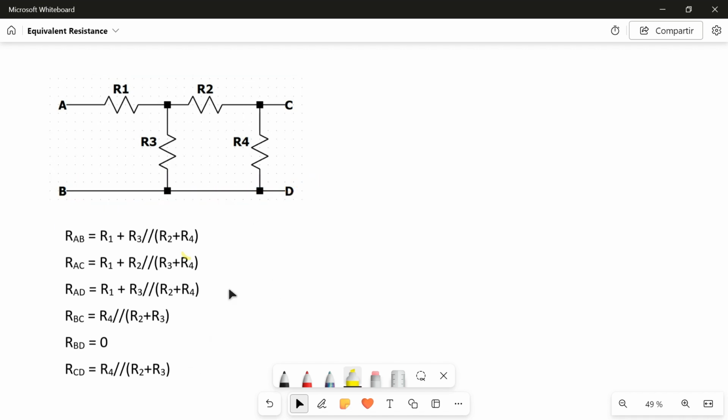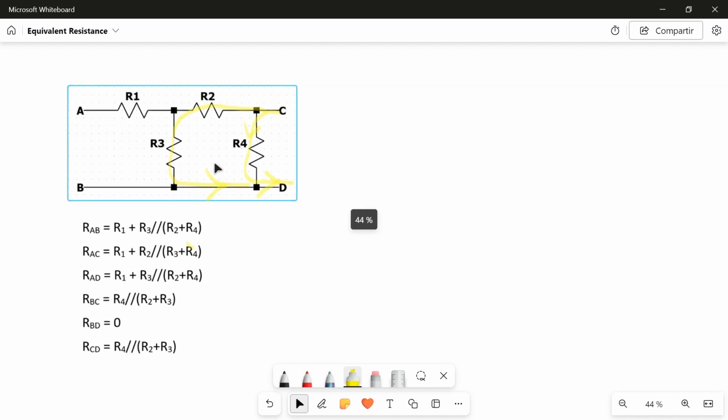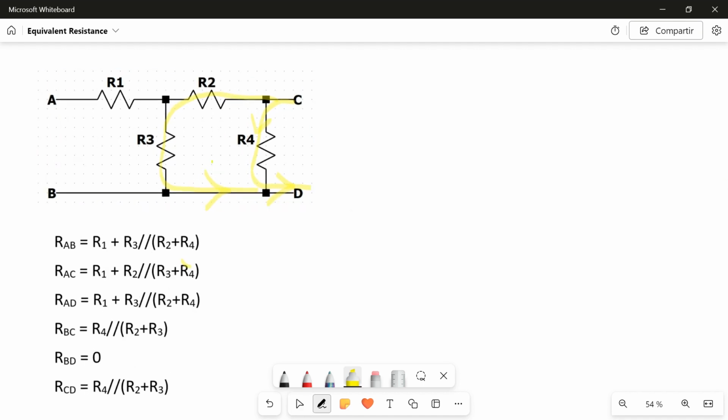Finally, let's calculate the resistance between C and D. So C and D. I have the C. From C to D, I have this path, and also this path. I don't go into R1 because it's open. Current will not go here because if current goes in this R1, there is no place where the current can go. It's open. So my equivalent resistance between C and D will be something like this.